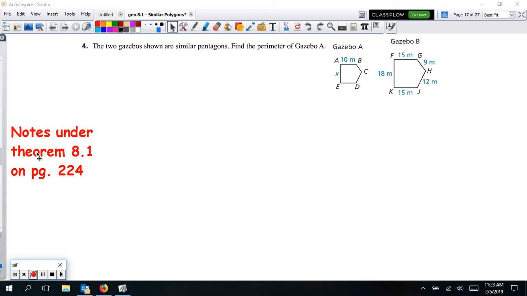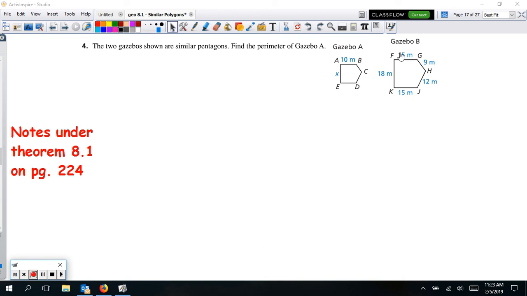Okay, so this is to go in the notes section under theorem 8.1 on page 224, just that little spot right underneath there. What you could do is make a quick sketch of these and then say find the perimeter of gazebo A, or find the perimeter of A. If you just want to say A and B, you can label them A and B, and then do a quick sketch if you can, labeling them with the letters around and also the numbers for the side lengths. If you need to pause the video to do that, you can, and then continue from where I'm going to talk now about doing this.